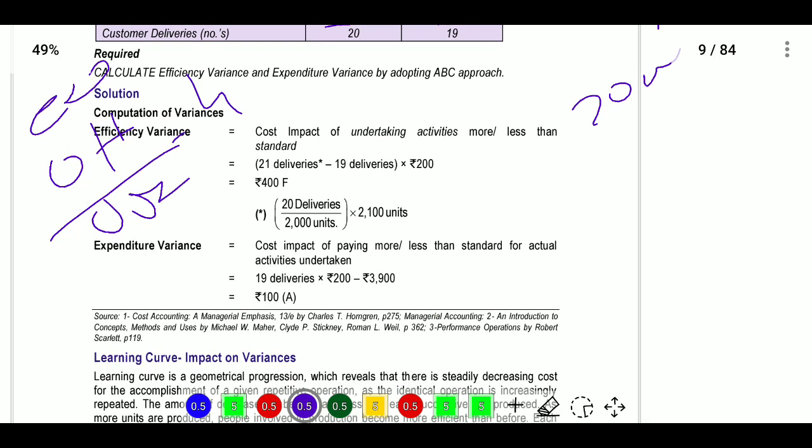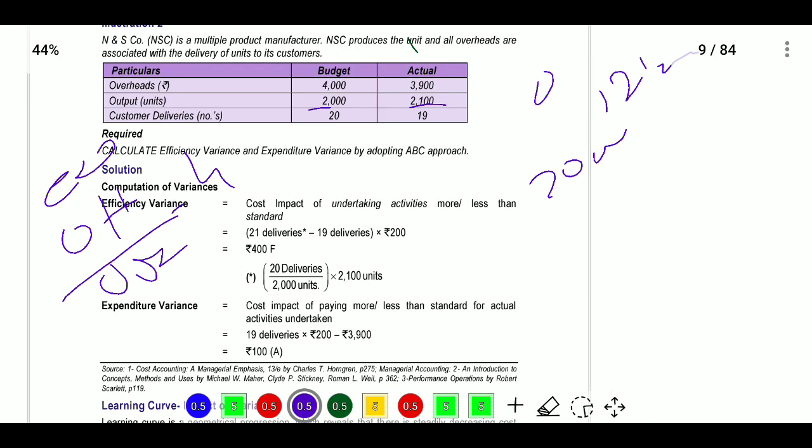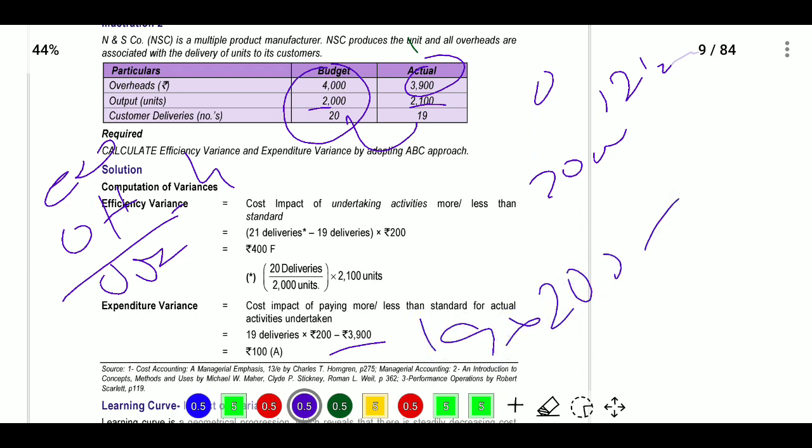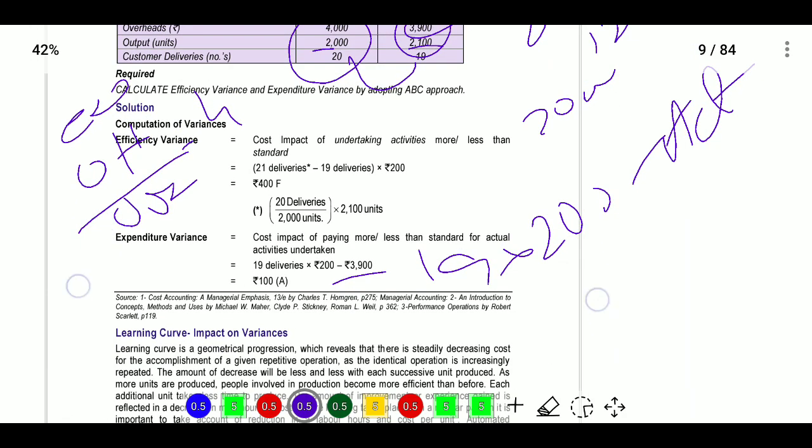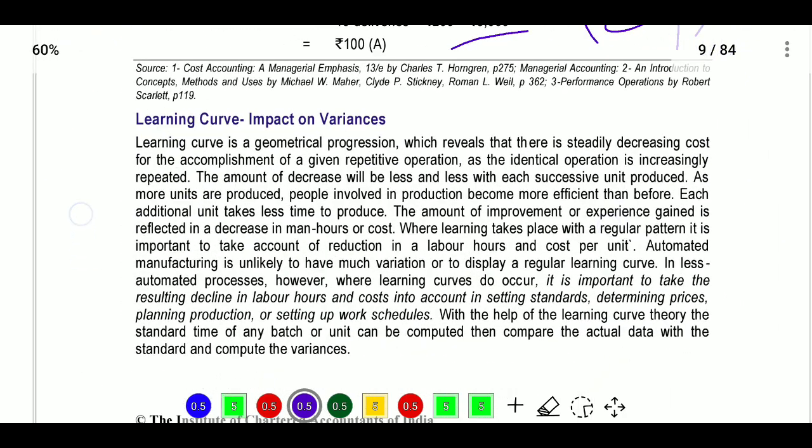Next, expenditure variance. What is our expenditure? That is 200 rupees for each delivery. For 19 deliveries, the actual was 3,900. So it is 19 deliveries into 200, minus 3,900 actual. This is the case. Next, learning curve.